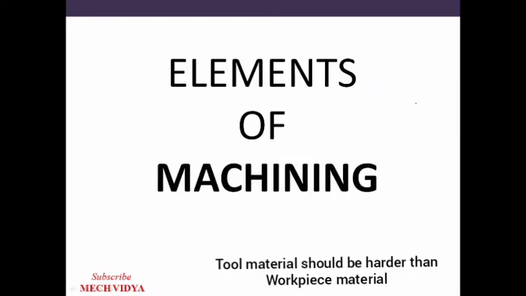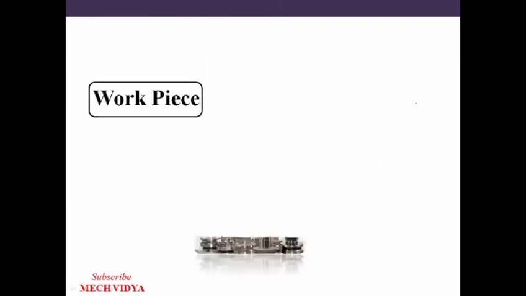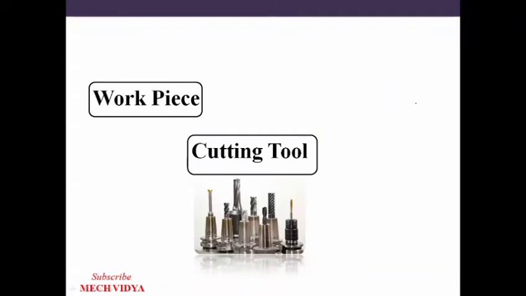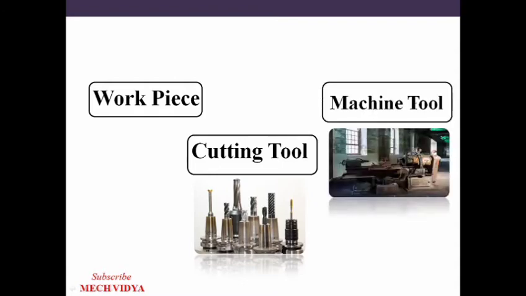Now, there are fundamentally three most important elements of machining. The first one is the workpiece. The second one is the cutting tool. This cutting tool is nothing but the tool with which we will remove our materials. And then the machine tools. Machine tools is a machine that will support both the tool and the workpiece. It can be drilling machine, boring machine, lathe machine, or anything.